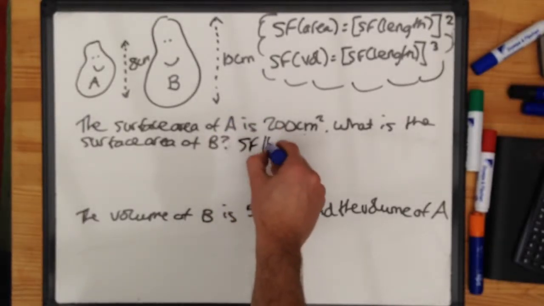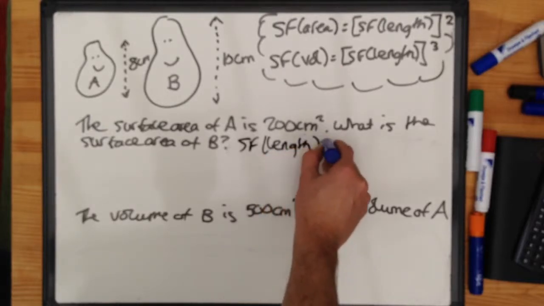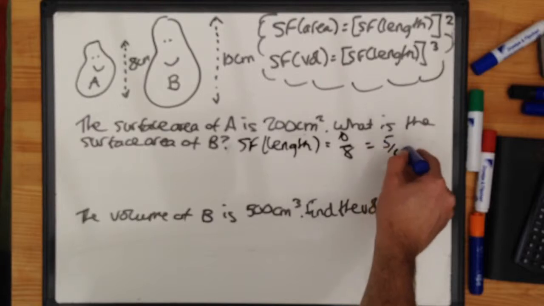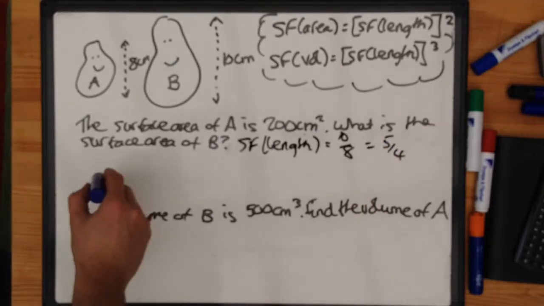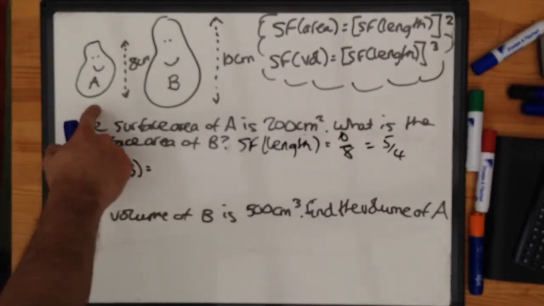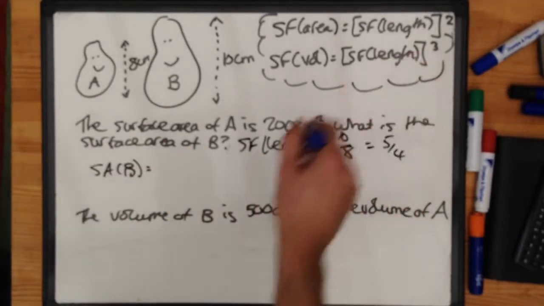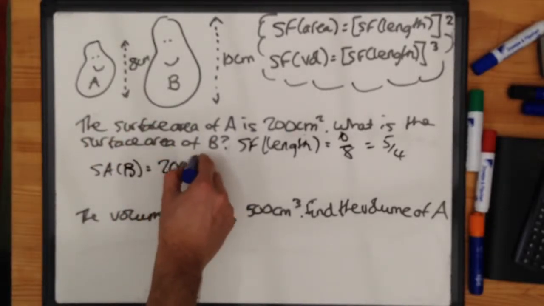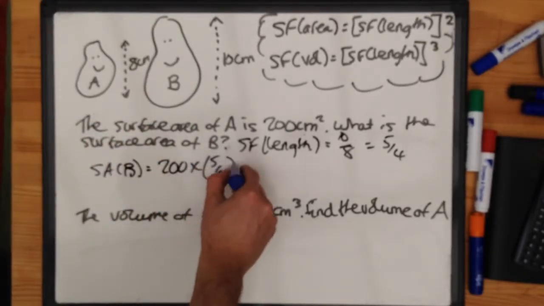So the scale factor for the lengths is equal to 10 divided by 8, which is 5/4. Then to find the surface area of B, so the surface area of B is equal to the surface area of A multiplied by this scale factor squared. Because we're going from smaller to bigger, it's multiplied. So it's 200 times by 5/4 squared.